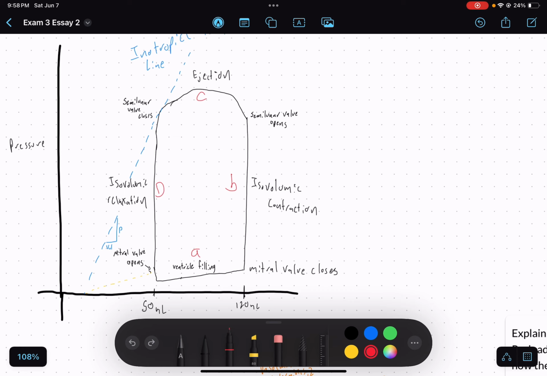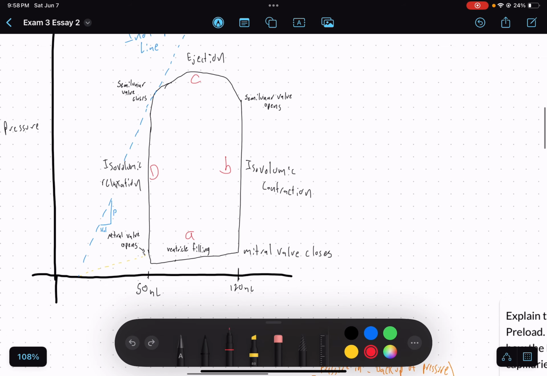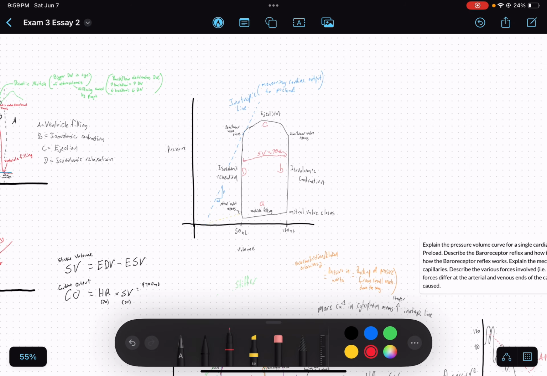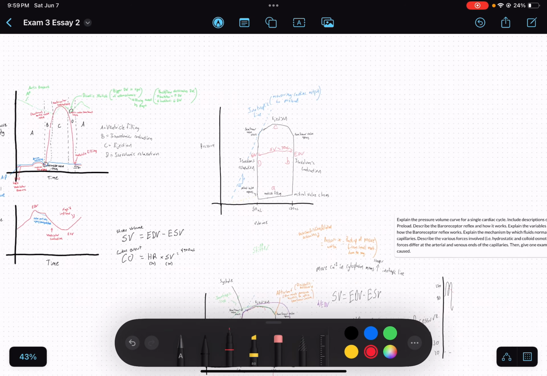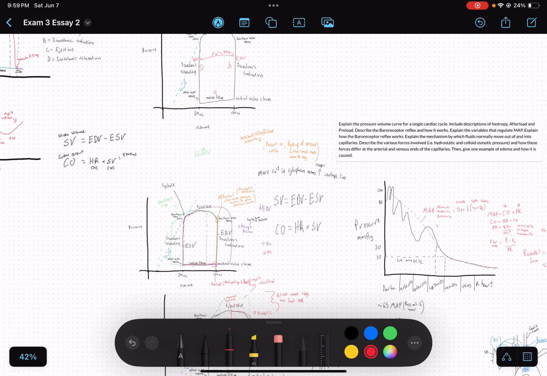So you generally have a stroke volume of around 70 milliliters, which is the difference between your isovolumic relaxation and the isovolumic contraction. And we know that your stroke volume is your EDV, your end diastolic volume, minus your end systolic volume, which I talk a little bit about down there.